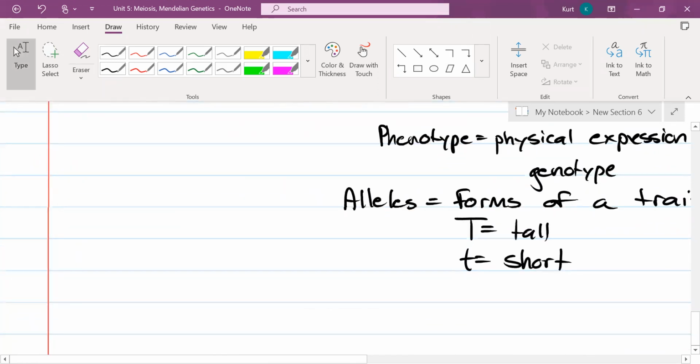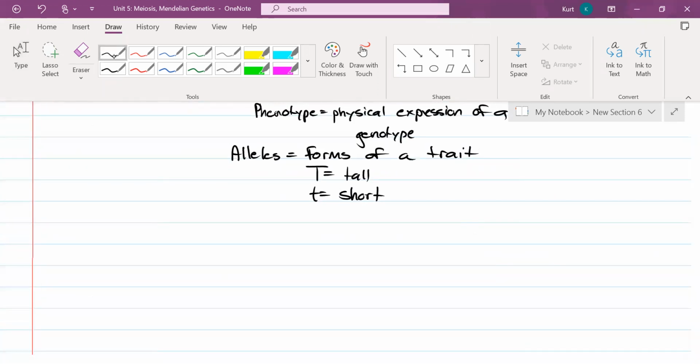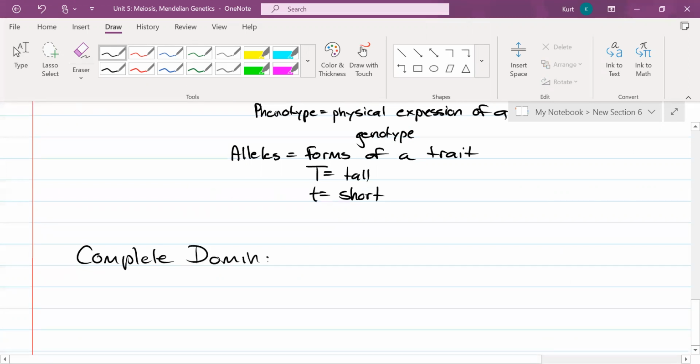Now this leads me to a couple other terms I want to be sure that we get, and that is called complete dominant versus incomplete dominant.